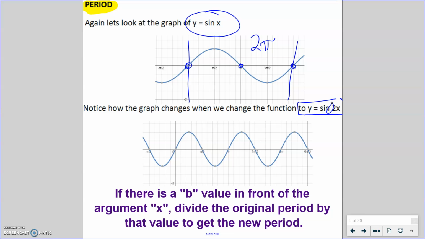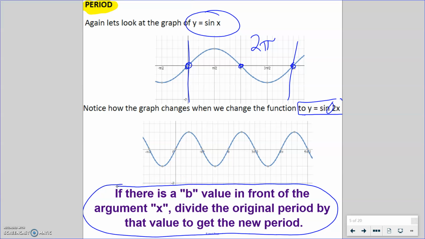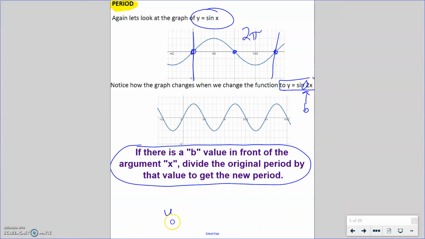Here's essentially what I would like you to think about when you're doing this part. If there's a b value, so I'm calling this guy a b value because the amplitude kind of makes me think of a. So for example, where a is your amplitude, the thing that stretches your range, and b is what I'm talking about right here. If there's a b value in front of the argument x, divide the original period by that value to get the new one.